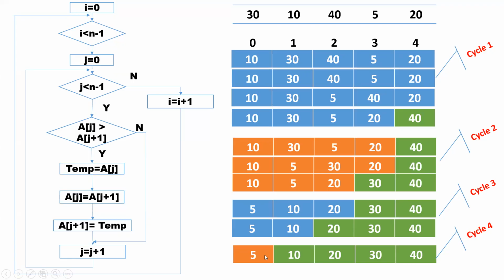But you can see that since in the last cycle there is only 1 element, there is no need to do all these operations. We can stop by the third cycle. So that means i less than n minus 1. If the condition is true, repeat the operation. If the condition is no, that means we have sorted the entire array. So this is the concept of bubble sort.